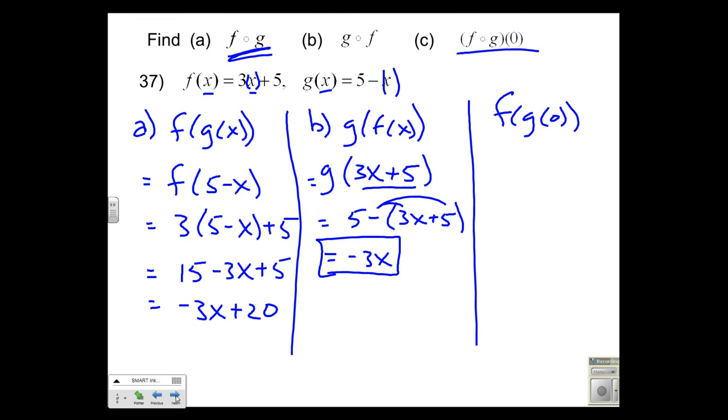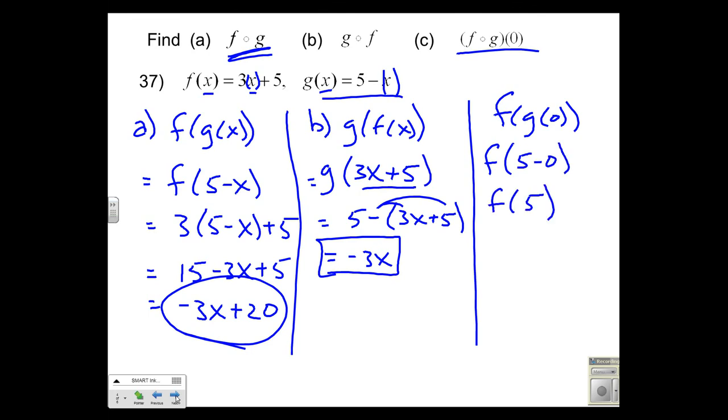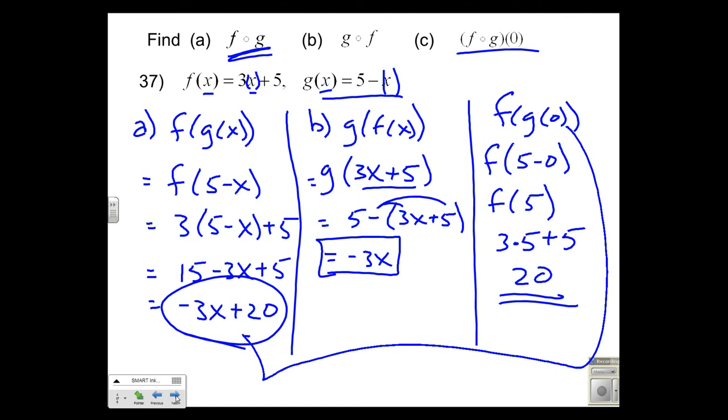And here is f of g of 0. But I've built an f of g factory. I expect it to be negative 3 times 0 plus 20, 0 plus 20, 20. But let's go through the process on this one. So this is f of g of 0 would be 5 minus 0. F of 5. F of 5 is 3 times the thing, 5, plus 5, or 20, just as if I would put 0 into my factory, negative 3x plus 20.